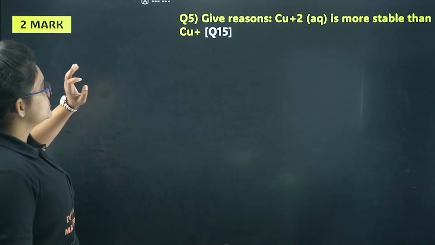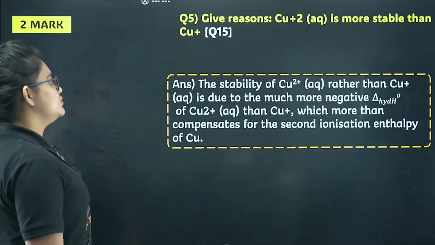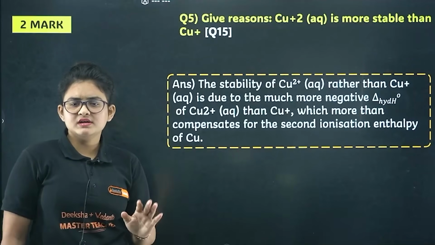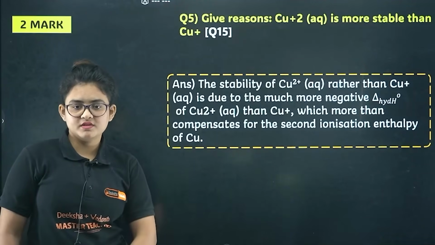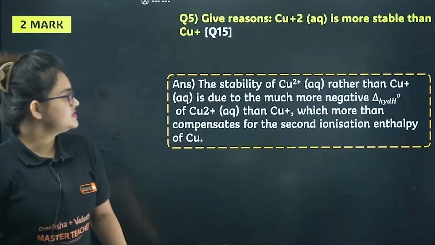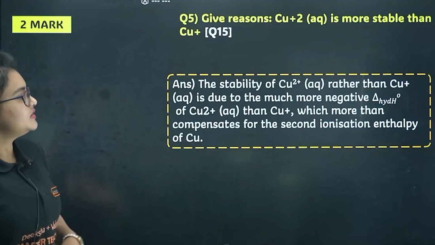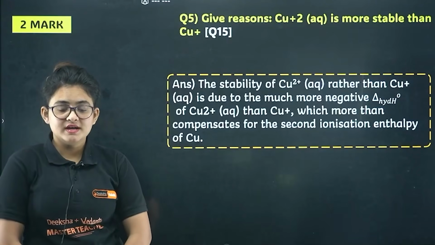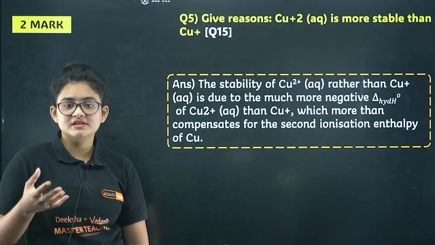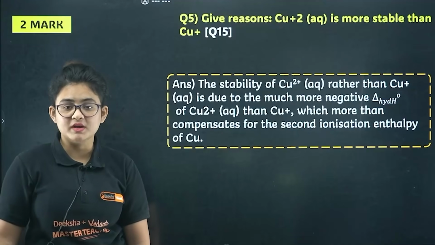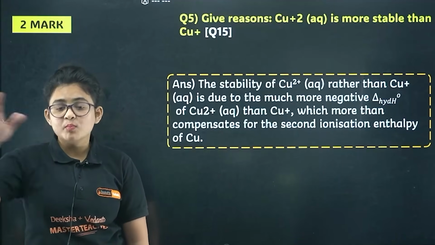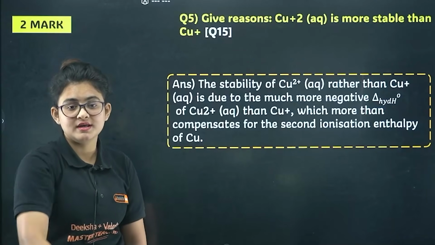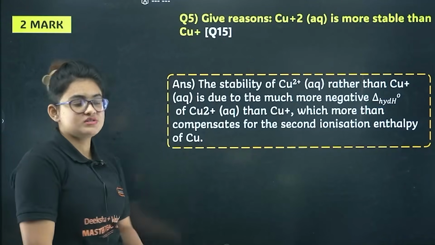Proceed. Cu2+ is more stable than Cu+, because it's all about the enthalpy. The stability of Cu2+ is more due to the much more negative hydration enthalpy. Whenever you dissolve Cu2+ in water, the hydration enthalpy of Cu2+ is more than that of Cu+. So that compensates the ionization energy that is required to remove one electron from 3d10. That's the reason Cu2+ is more stable.